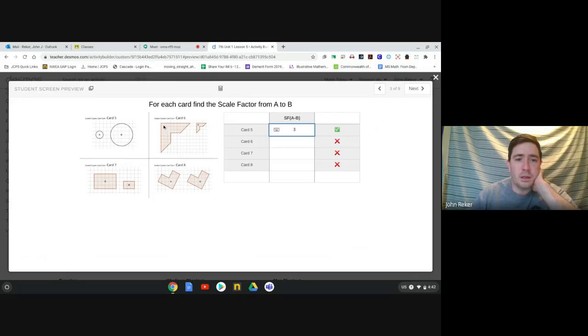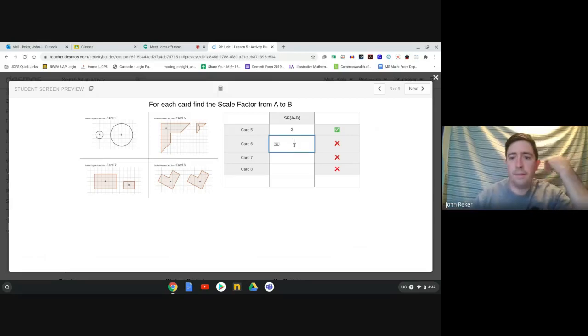Let's just take a side here. Take the top. 1, 2, 3, 4, 5, 6, 7, 8, 9. So a length of 9, and a length of the top one of this one is 1, 2, 3. So 3 over 9. Now I know I can put that in here. 3 over 9. This gives me a check, but what is 3 over 9 simplified? Well, I can divide 3 and 9 by 3, so 1/3 is my scale factor for that one. This one here, again, card 7 is like card 6. A is bigger than B, so it must be less than 1.